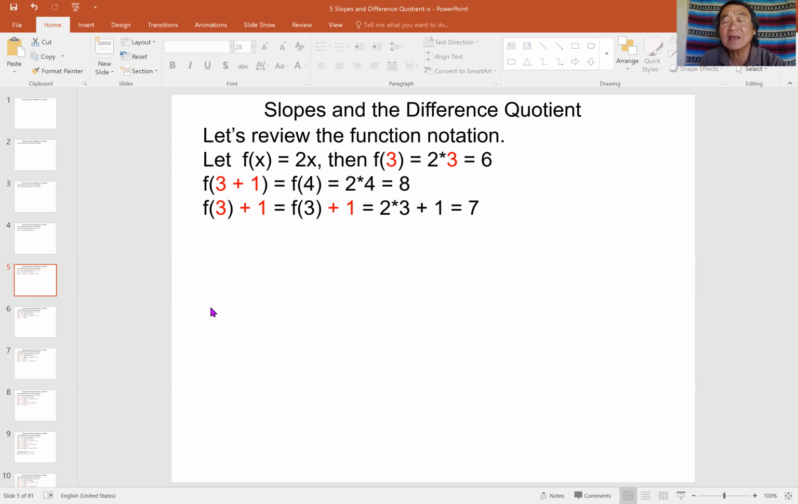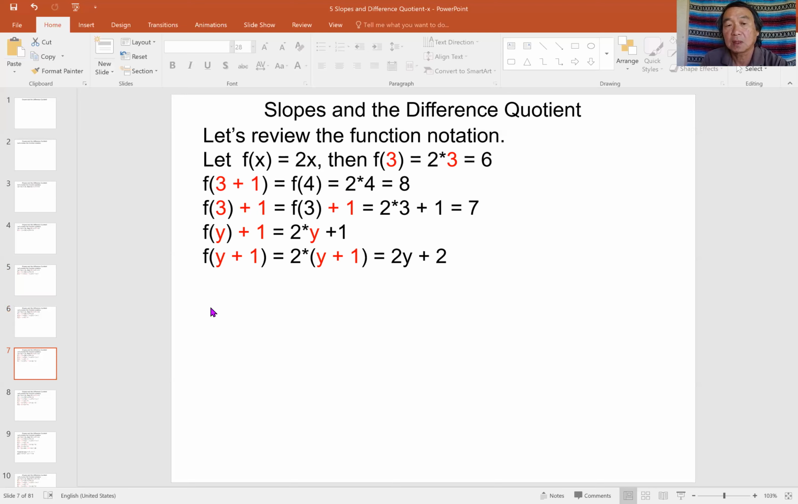So the same difference you have to be able to identify if there are symbols. What's f of y plus 1 means you plug the y into the formula 2x, which is 2y, then add a 1 afterwards. Versus what? Add a 1 to the y, plugging into the formula. Then you will have twice of y plus 1, which is 2y plus 2.